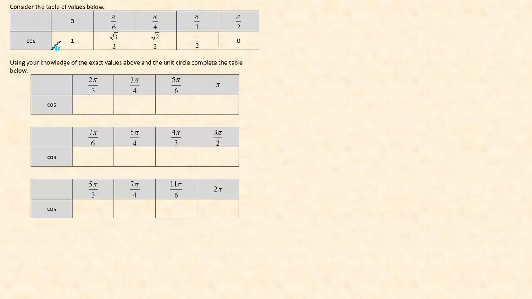Consider the table of values below, and these are the exact values that we know for these standard angles for the cosine. Using your knowledge of the exact values above and the unit circle, complete the tables below. So this first table here we can see is the second quadrant. Now that's the S quadrant, which means that the cosines will be negative.